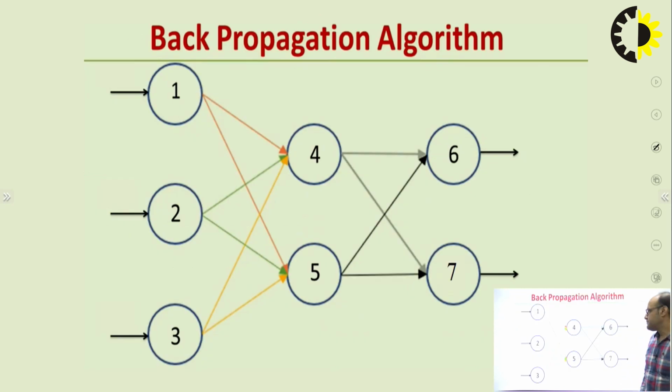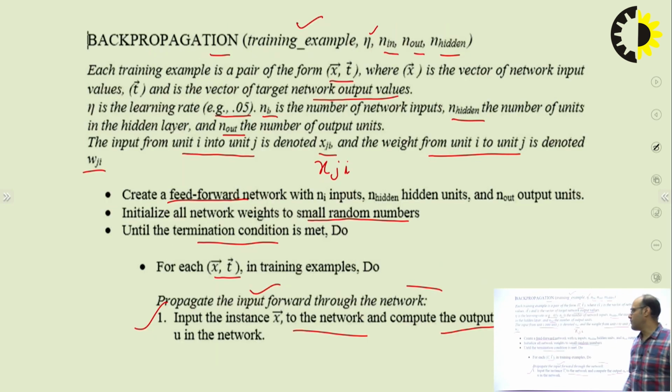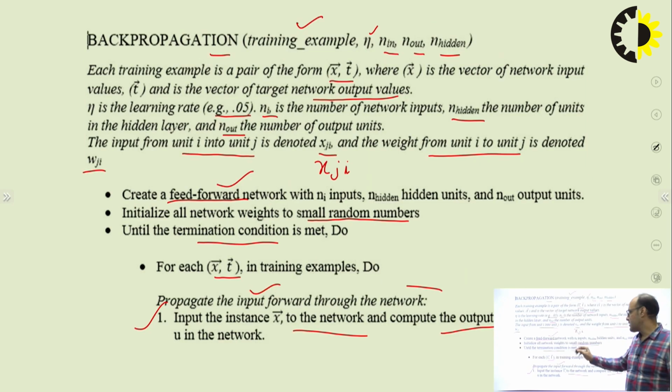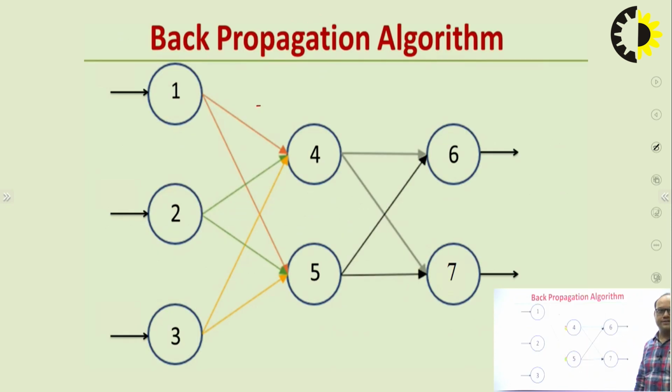I will illustrate this algorithm with the help of an example. Number one, this is my given ANN, a feed forward network. This is my input layer. How many processing elements are there? 3 processing elements at the input layer, 2 at the hidden layer, and 2 at the output layer, and I have numbered them 1 2 3 4 5 6 7. So I have created a feed forward network.